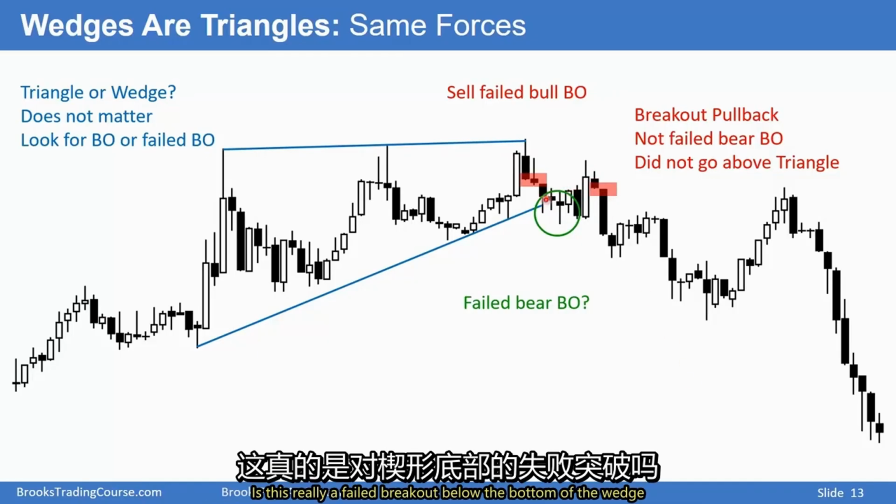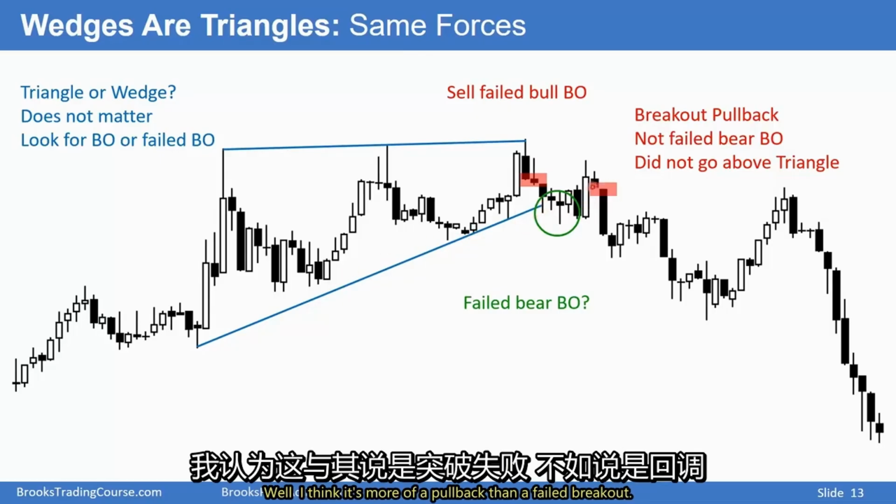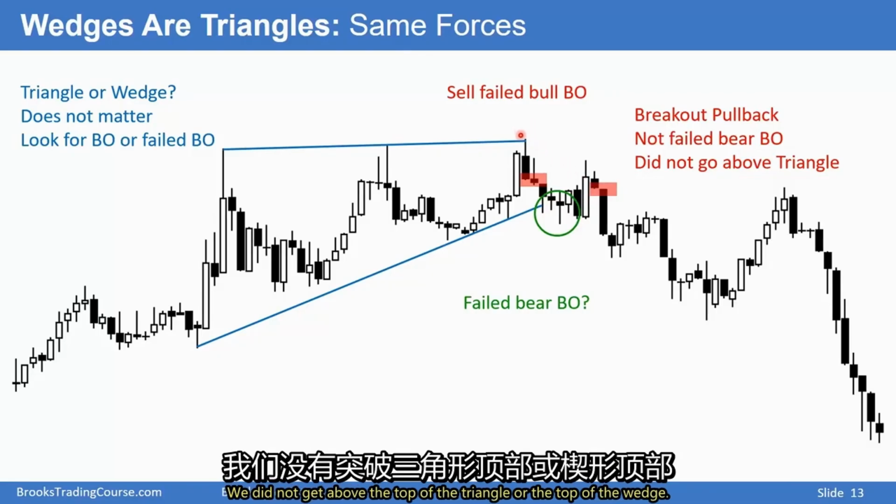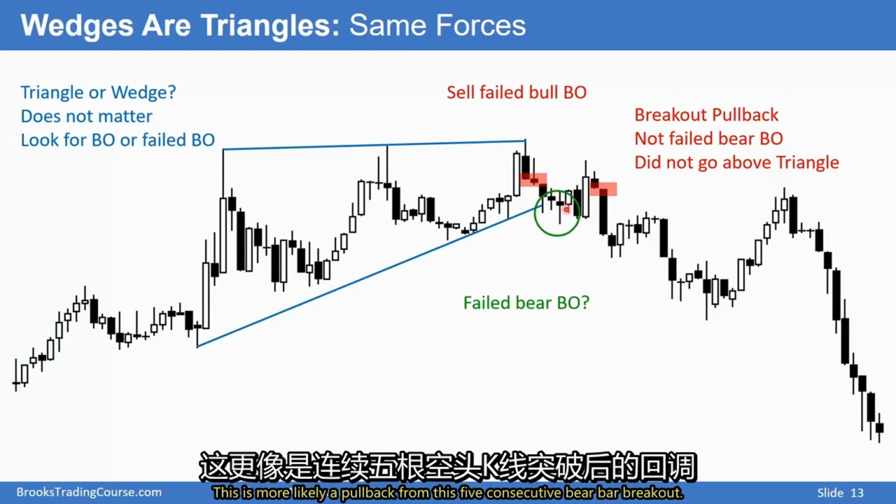Is this really a failed breakout below the bottom of the wedge? Well, I think it's more of a pullback than a failed breakout. We did not get above the top of the triangle or the top of the wedge. This is more likely a pullback from this 5 consecutive bear bar breakout.